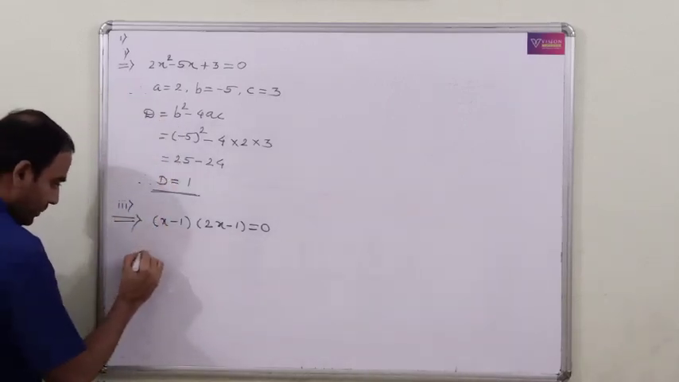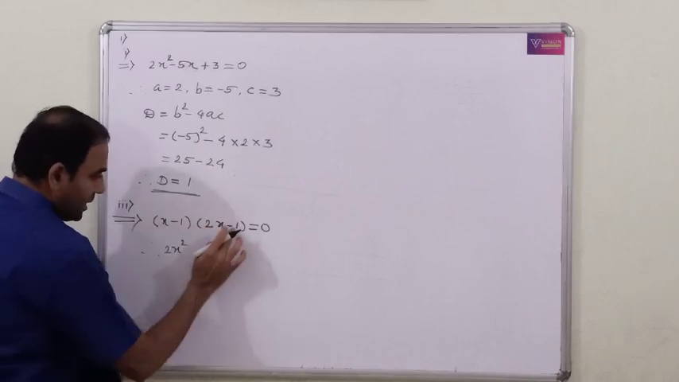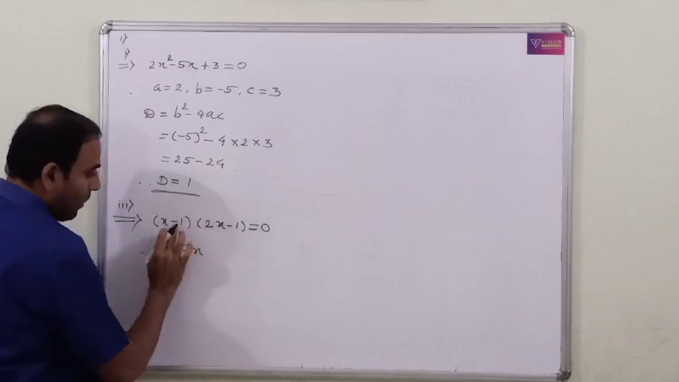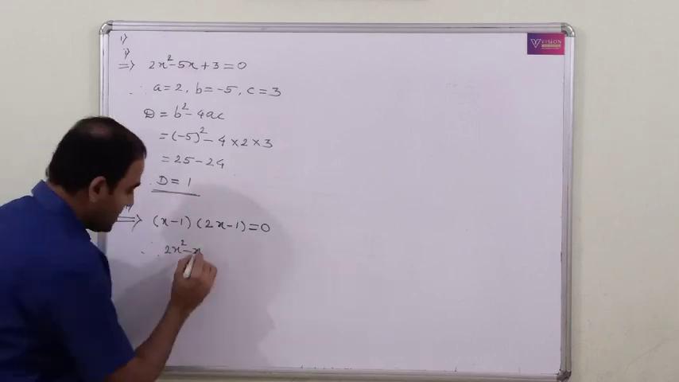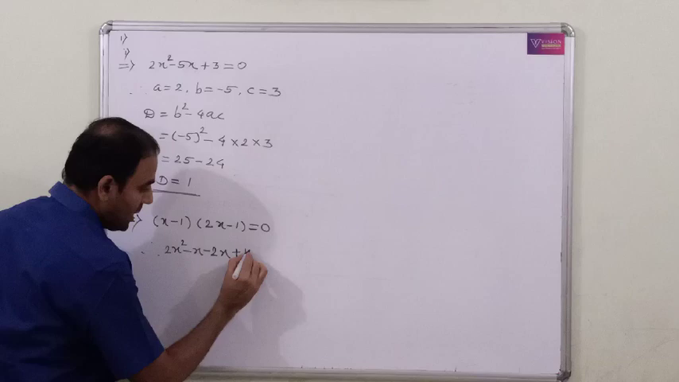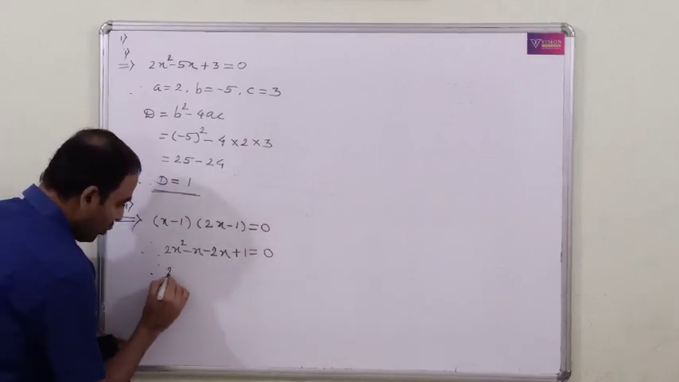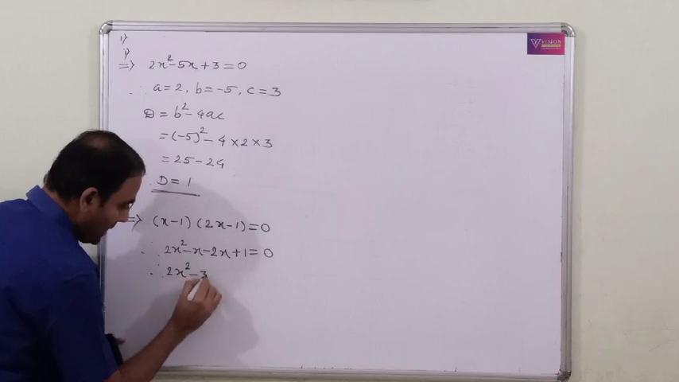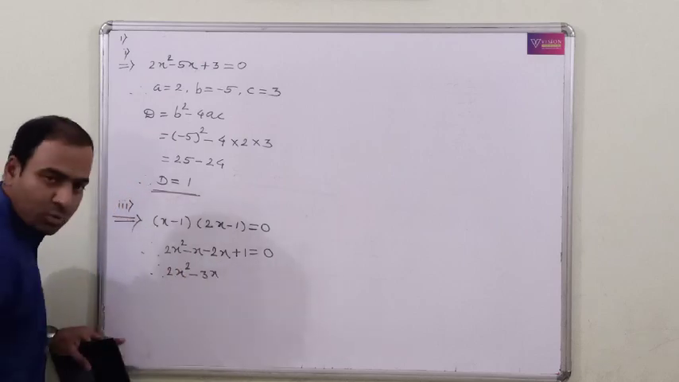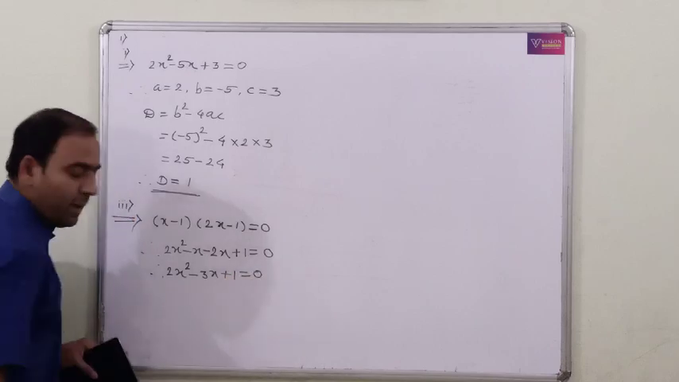So doing x into 2x, 2x square, x into minus 1, minus x. Minus 1 into 2x is minus 2x. Minus 1 into minus 1 is plus 1 is equals to 0. So you get 2x square minus x minus 2x plus 1, that is 2x square minus 3x plus 1 is equals to 0.